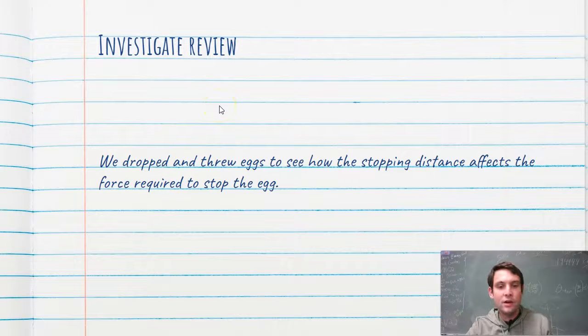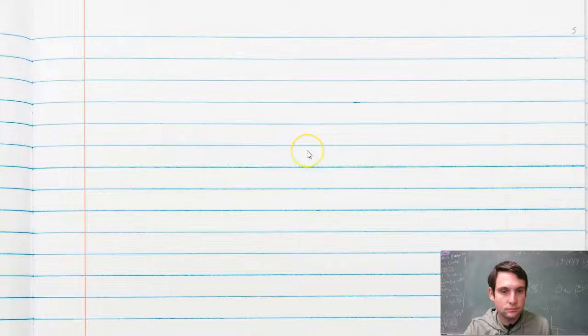In this investigate, we dropped and threw eggs to see how the stopping distance affects the force required to stop the egg. The goal of dropping the egg from different heights was to get it to stop. And then when we threw the eggs at the sheet, we also wanted it to stop as well.